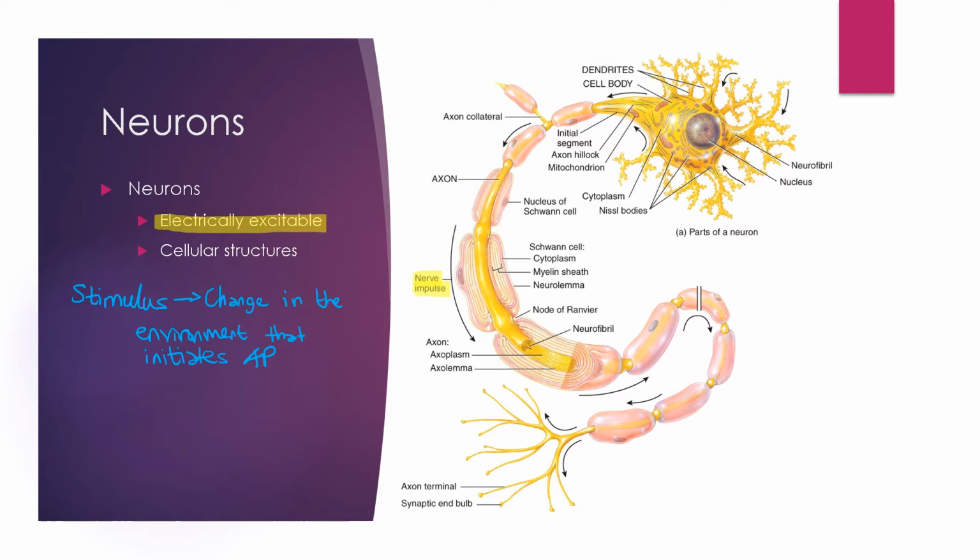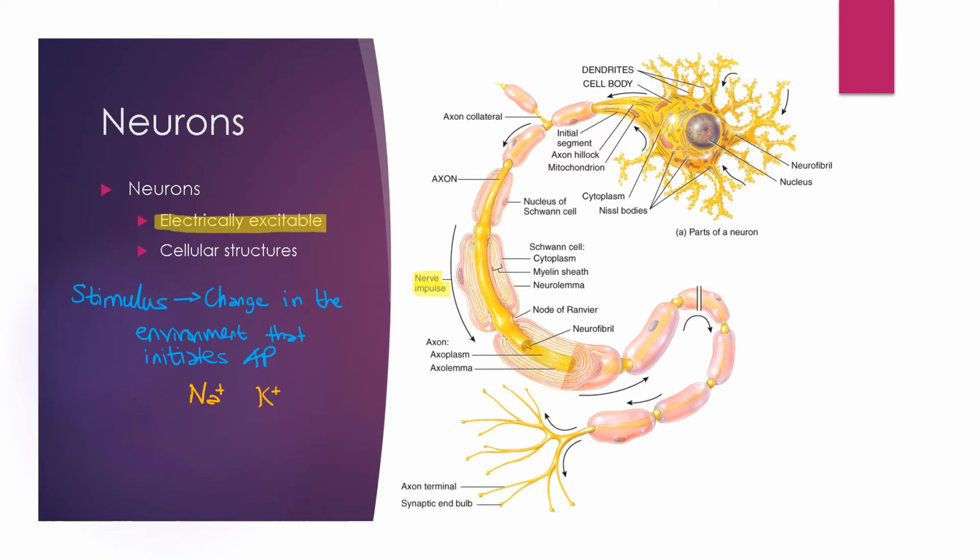Now, it begins and travels due to the movement of ions, specifically sodium and potassium. So those are going to be the two main ions involved in the propagation of an action potential, and sodium and potassium move between interstitial fluid and the inside of the neuron through very specific ion channels in the plasma membrane of the neuron.